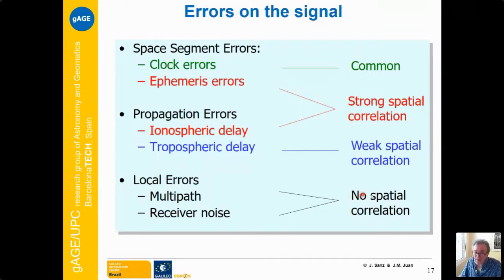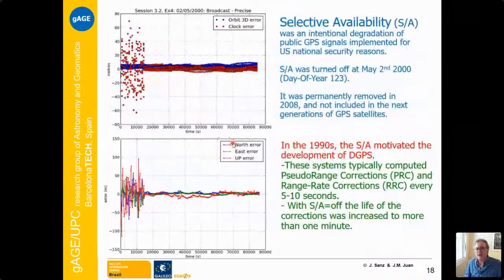Okay, and finally we have local errors, multipath and receiver noise. These are uncorrelated because they are different receivers that can have different multipath and different receiver noise, depending on the location and depending on the technology used by the receiver. Then what differential positioning attempts to remove or mitigate are these errors: clock, ephemeris, ionosphere, and troposphere.